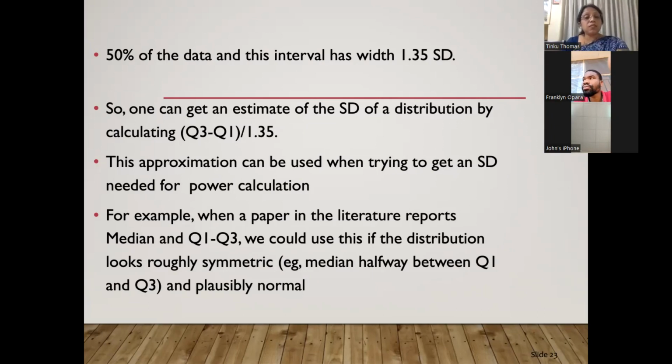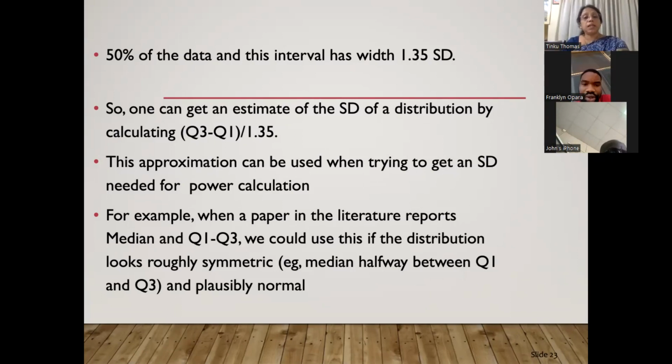Here we are just showing a conversion of SD with respect to the interquartile range. You can approximate the SD from the interquartile range by this calculation: quartile 3 minus quartile 1, divided by 1.35. Sometimes you have to use the SD, but what is reported is only the interquartile range. Then you can use this conversion in the calculation that you have.